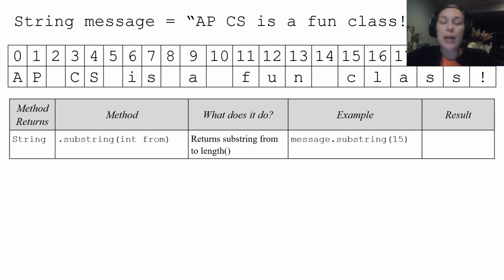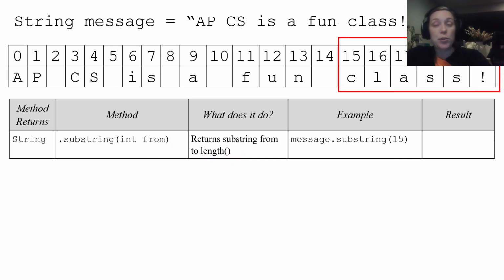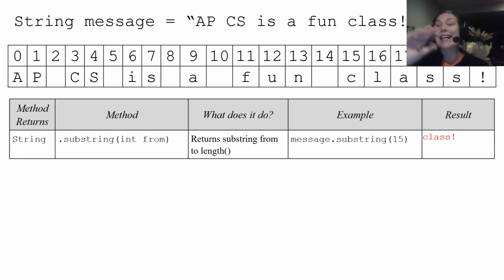The other substring method accepts one integer parameter. So this is, again, dot substring, spelled the same way. Now you notice I only have a single integer in there. This method returns a substring from whatever index is there to length. Remember, length was 21 in this example, and my substring goes up to, but not including, length, meaning it goes up to 21 but not including 21. So if I have message.substring 15, I go up to but not including the length, so I stop at 20. I start at 15 and go up to 20. I get class with an exclamation mark.